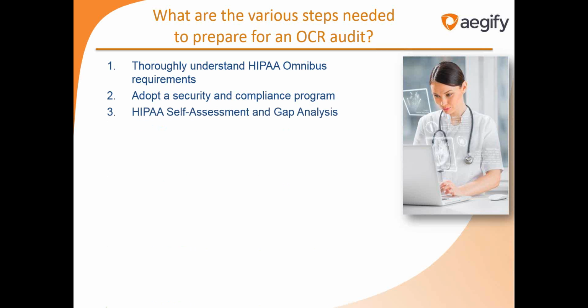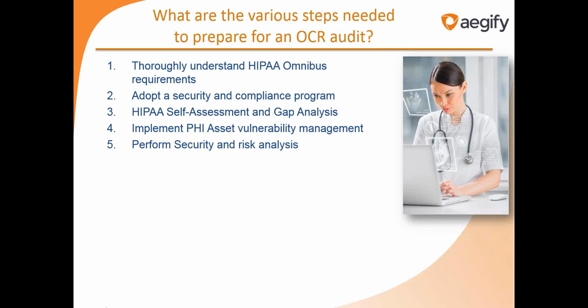You need to start with a HIPAA self-assessment, and that will give you a gap report which tells you where you stand today vis-a-vis the HIPAA requirements. You need to implement vulnerability management. That's a requirement from a HIPAA certification perspective, and perform security risk analysis. And then you need to make sure that you're proactively ensuring that business associates are HIPAA certified. Earlier, if you had a business associate agreement with all your BAs and vendors, that would have been sufficient. But no, not anymore. You have to be proactive to ensure that all your BAs are indeed HIPAA certified.